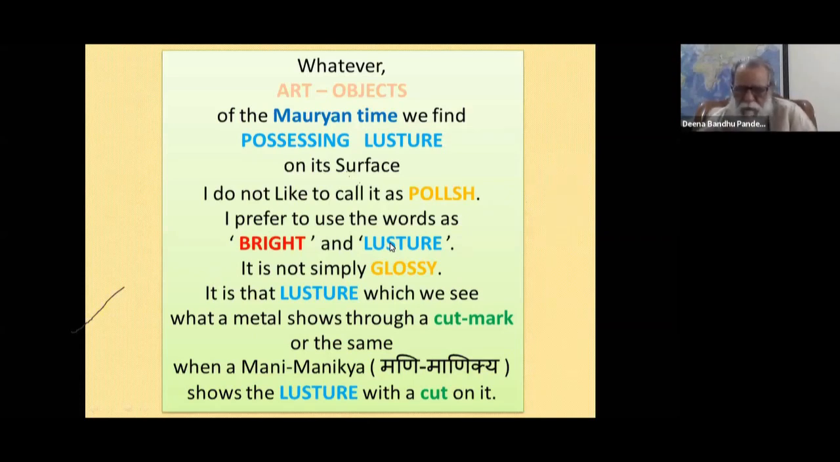Like something cut mark on metal. If any metal is given a cut mark, see how the luster comes out of it. In the same way, the jewels, money, when those are cut, and then a fresh luster which we find, that I mention here.